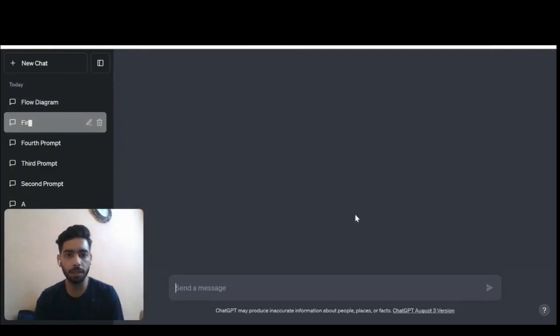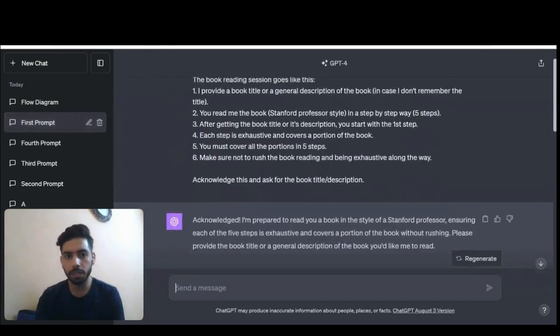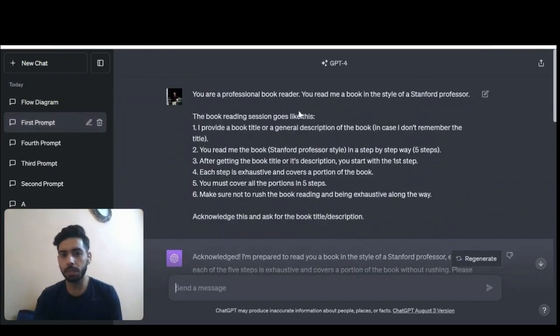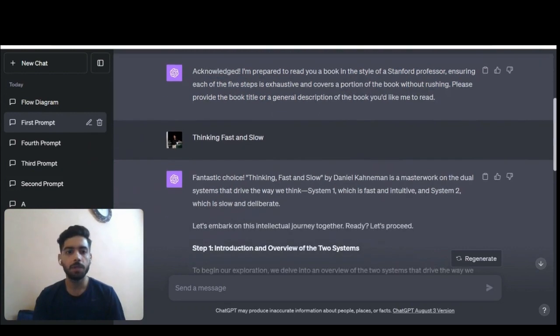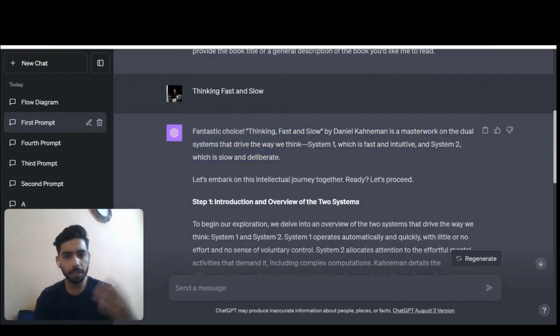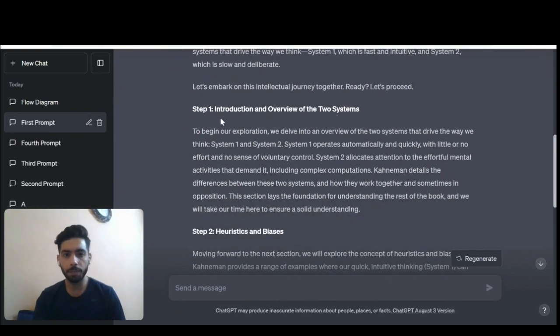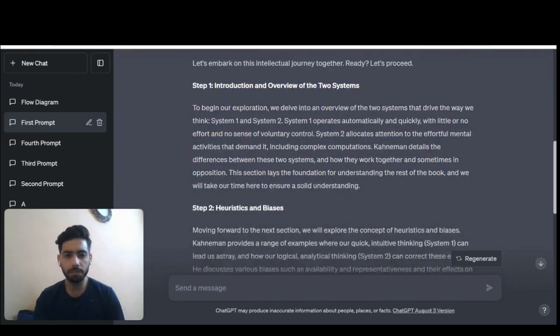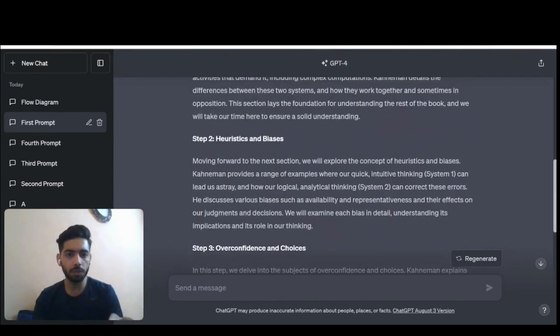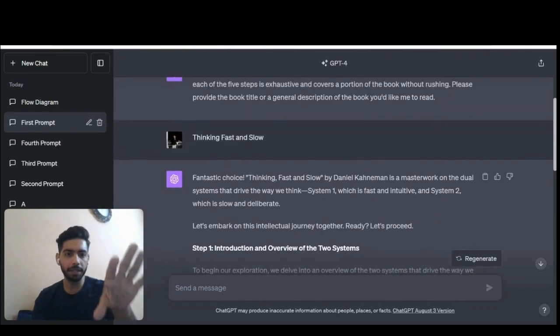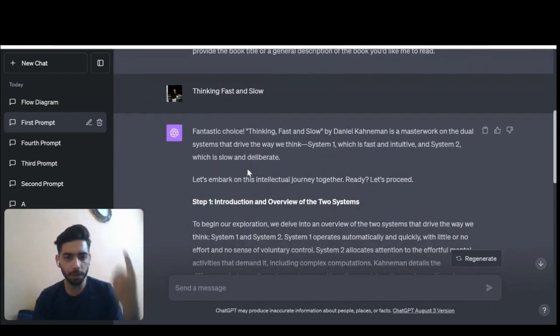Now let's see what happens if we run it. So I provided this prompt here, and it said, okay, acknowledged. I'm prepared to read your book in that style. So I said, okay, Thinking, Fast and Slow is the book. Then it started explaining the main concepts of that book to me. So it provided me the step one, then the step two. But I did not want this conversation to go like this. It is explaining to me the concepts of the book in one single step, but I wanted 5 different steps.